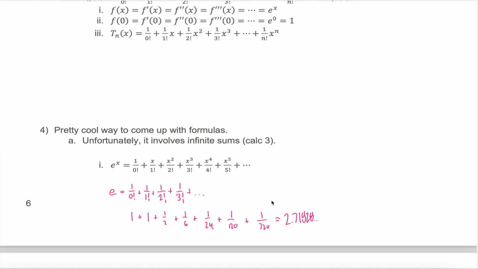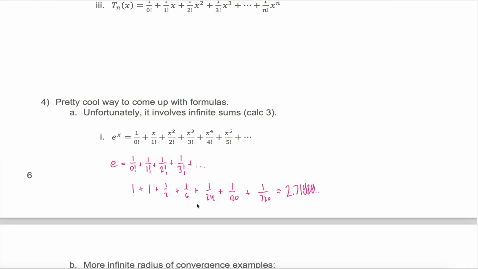And using the techniques of a future class, if we were able to consider the limit as n approaches infinity, where n represents the number of terms that we have in this expression, that limit would be exactly equal to e. And it's not just e that we get formulas for.